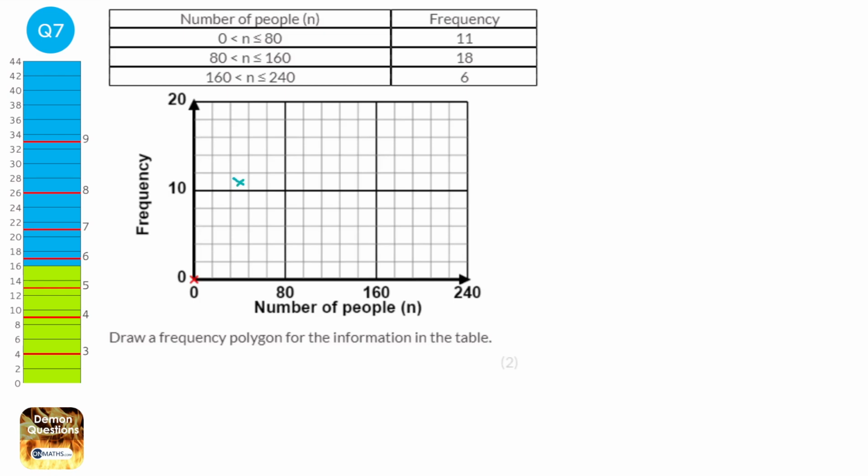Our next one, we plot at the midpoint again, which would be 120, just halfway between 80 and 160, and it's 18 high, so it would be up here. And then the final one is at 200, and it will be 6 high, so 200 is halfway, and we're looking at 6 high, so it will be here. Then when you're done, you need to join them up with straight lines. So I'm just going to get my ruler, join them up. Perfectly straight lines, and there we are.